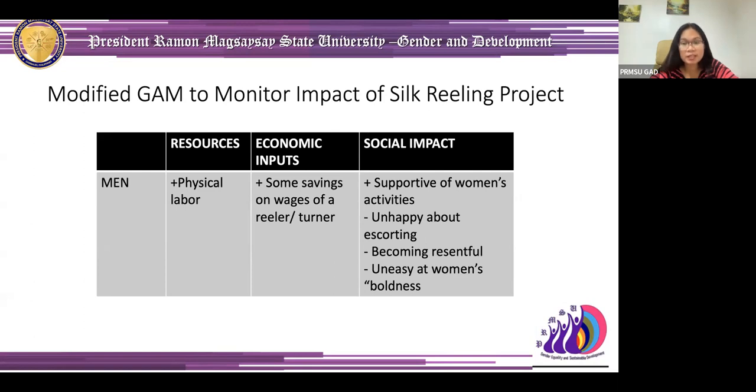There are some savings. And then they are supportive of women's activities. However, some are unhappy about escorting. Some are being resentful. And some are uneasy at women's boldness. Kasi nga, ito na yung role reversal.